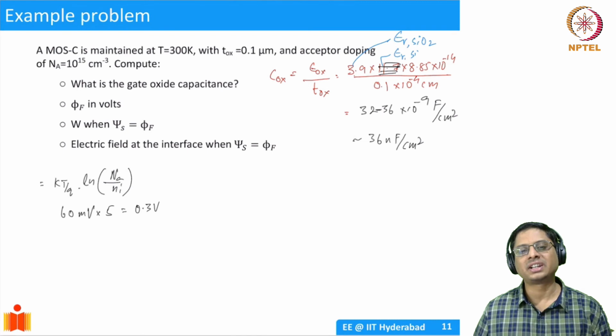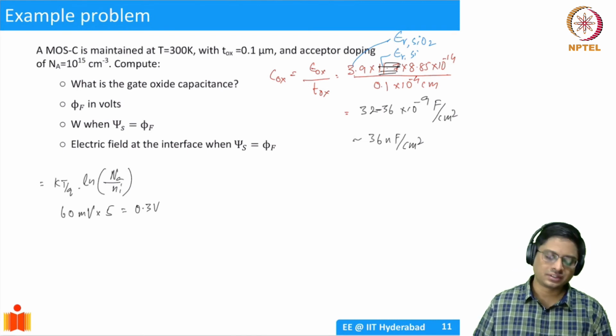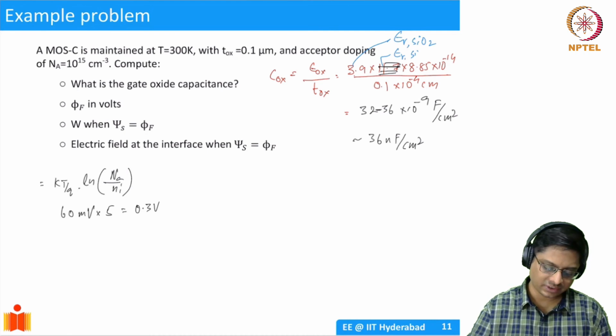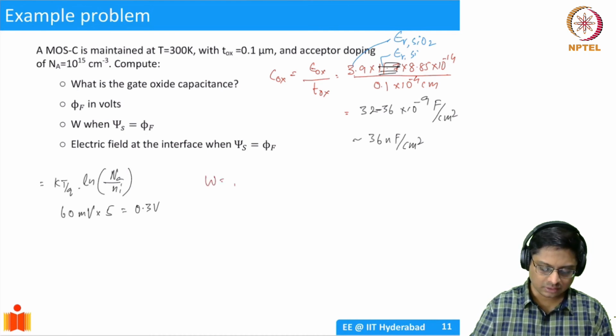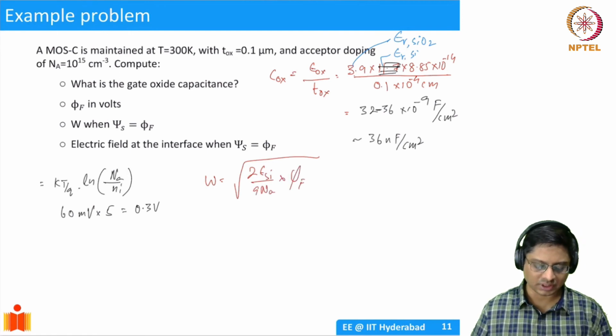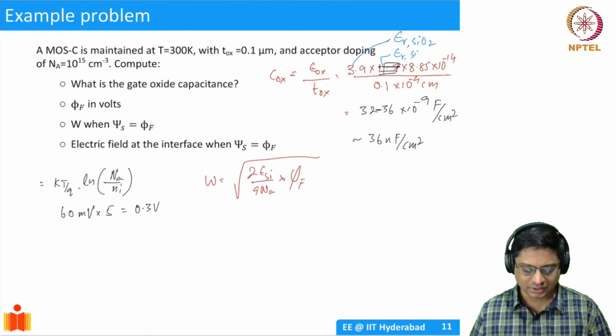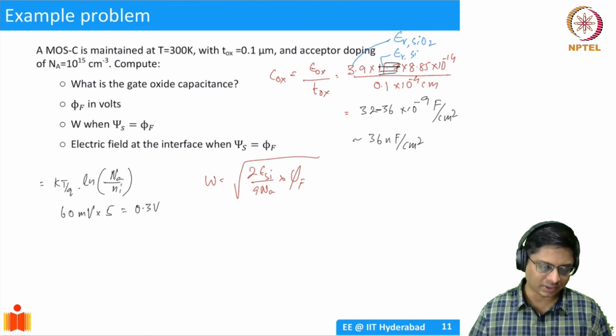What is the width when psi equals phi f? Well, the same thing that we did in the last problem. Width is always square root of 2 epsilon by Q Na times phi f, at psi equal to phi s equal to phi f. So this will be the width. We will calculate what it is.